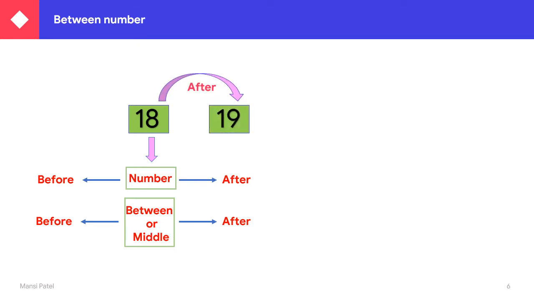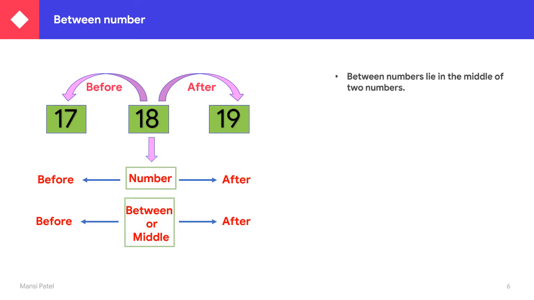So now what is the after number of 18? It is 19. What is the before number of 18? It is 17. So the between number lies in the middle of two numbers. In our example, which is the middle number? 18 is the middle number, and this 18 lies between 17 and 19.